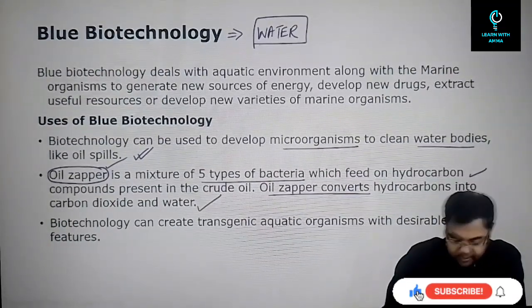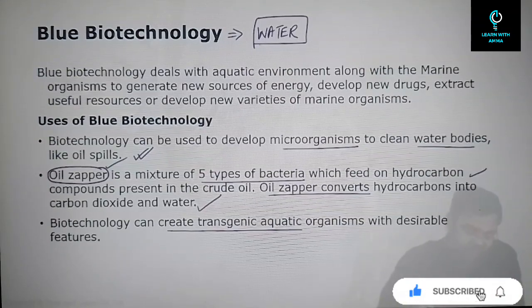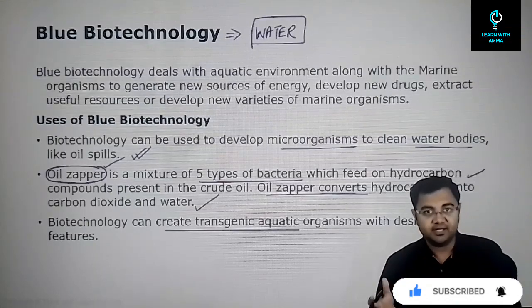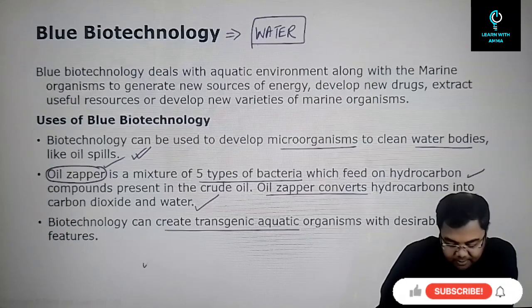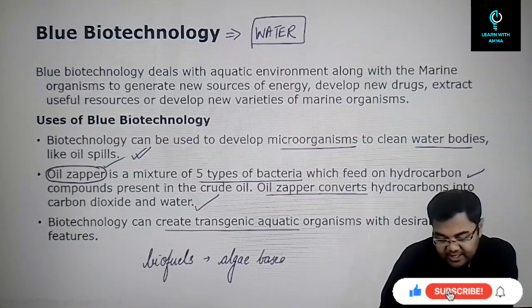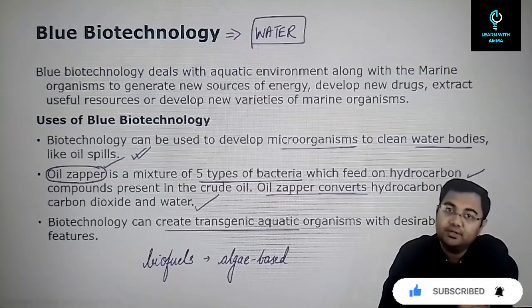Then apart from that, biotechnology can create transgenic aquatic animals with desired features as well. Just something what we do also for terrestrial plants. Something similar can be done for aquatic plants as well. Then after that, biofuel, especially the algae based biofuels. They can also be called as a case of blue biotechnology, correct? So in this manner we see that blue biotechnology also has different uses.